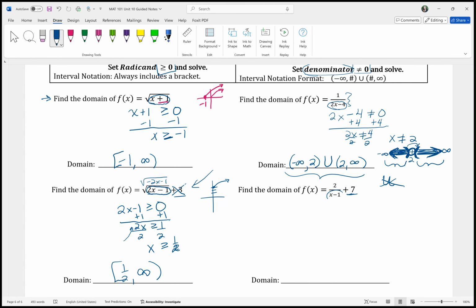We want to take that denominator and say this can't equal 0. So what value for x makes this equal 0? Some of y'all can probably just look at this and see what works here, but this ends up being 1. So x cannot be 1, but it can be everything else. How do we do this? We're basically doing negative infinity to infinity, but we are taking out 1 and putting a union in its place. Okay, so that is how you do domain for radical and rational functions.